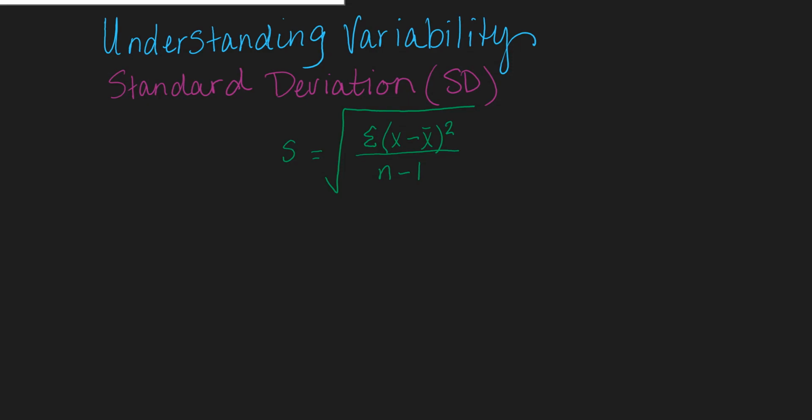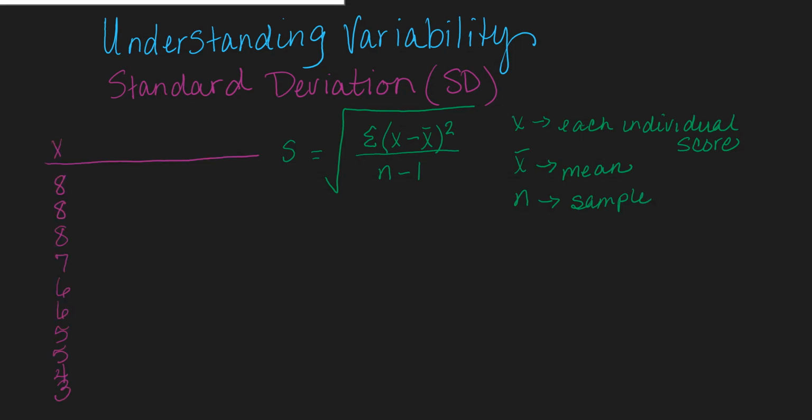Don't forget, the x is each individual score in our data. X bar is the mean. N is the number in our sample.